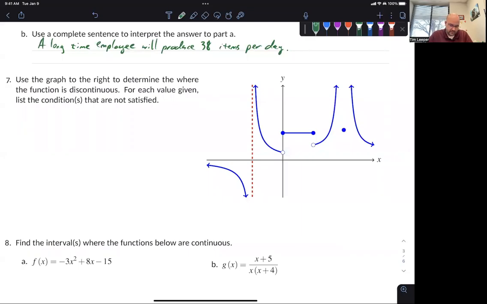Hello. Now we're going to look at question 7. It says, use the graph to the right to determine where the function is discontinuous. For each value given, list the condition or conditions that are not satisfied. Now, remember, there are 3 conditions.